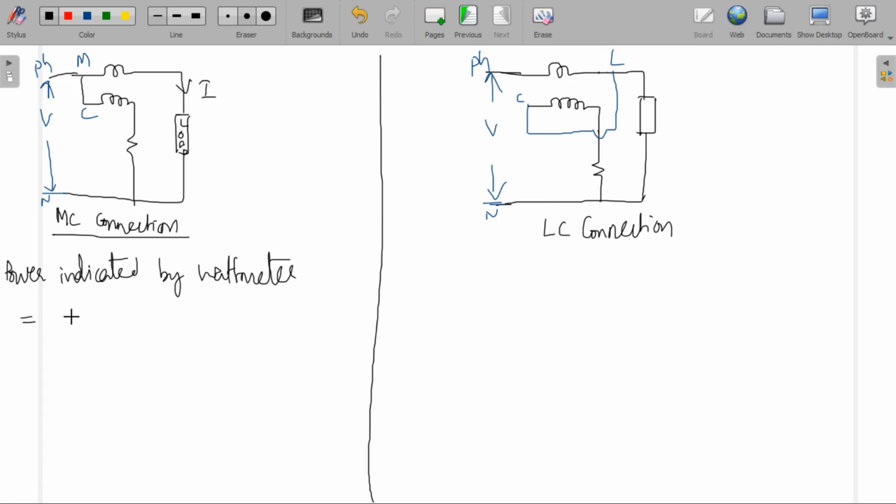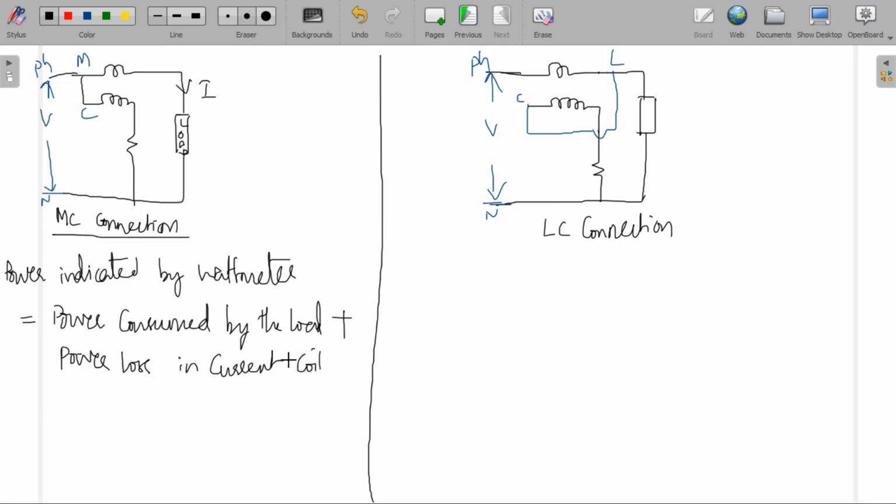So power indicated by the wattmeter will be equal to power consumed by the load plus power loss in the current coil, which is equal to power consumed by the load plus I square RC, the power loss in the current coil.